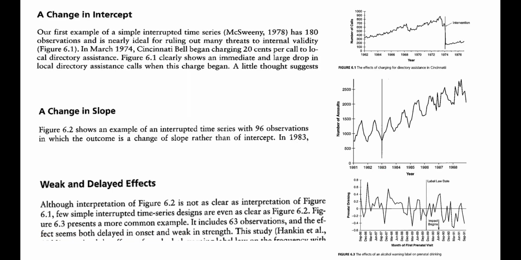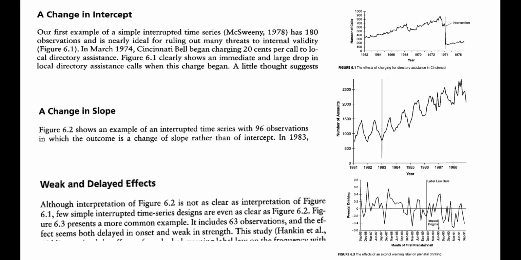Okay, so in a time series we can have different types of effects. For example, on the top we can see there could be a change in the intercept. Our first example of a simple interrupted time series has 180 observations and is nearly ideal for ruling out many threats to internal validity.